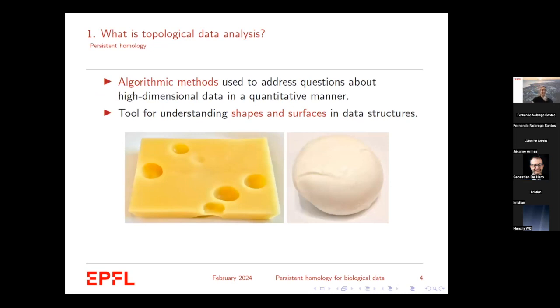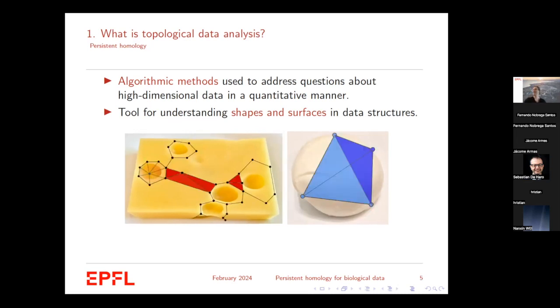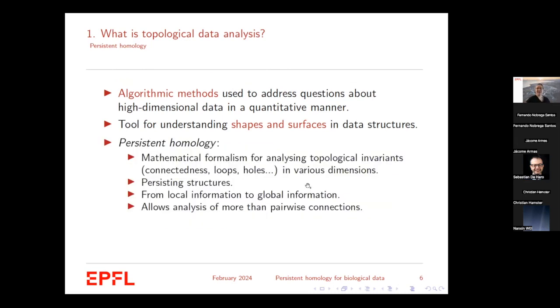Now, topological data analysis is the same thing, but for data. So now you're dealing with algorithmic methods to look at understanding shapes and surfaces in data. For example, if you sample points from these two types of cheeses, then you will connect these points in a way that allows you to capture the shape of these cheeses, specifically that one has holes in it and the other one doesn't. Now, the method that is most often used in topological data analysis is persistent homology.